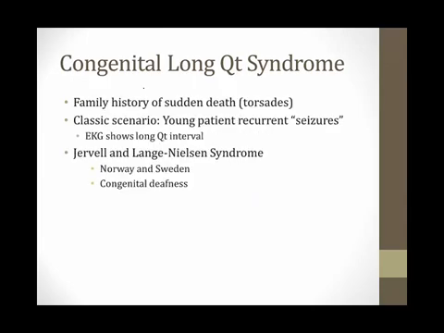channels. The way this may be presented in a board question is as a patient with a family history of sudden death. The reason there is a family history of sudden death is because the congenital long QT syndrome runs in the family, and other family members have died of torsade de pointes caused by a prolonged QT interval. A classic scenario is a young patient who has recurrent seizures. The patient is not really having seizures. They're actually passing out from torsade de pointes, and the EKG will show a long QT interval.